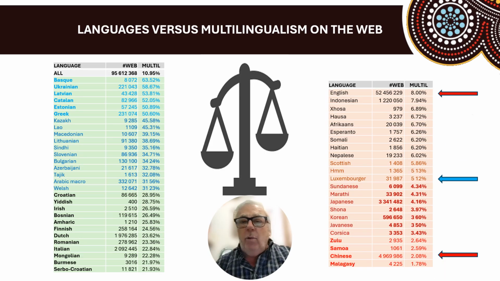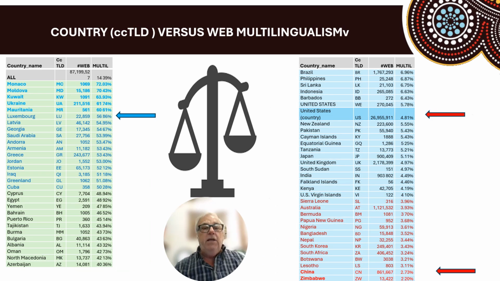If you take it by language, you will see that websites in Basque, Ukrainian, Latvian, Catalan, Estonian, and Greek have more than 50% of web multilingualism. On the other side, Chinese, Korean, Japanese, and English websites are below the average. If you take it by country, Monaco, Moldova, Kuwait, Ukraine, and Mauritania have more than 60% of web multilingualism. On the other side, you have the United States, China, South Korea, South Africa, and Australia.